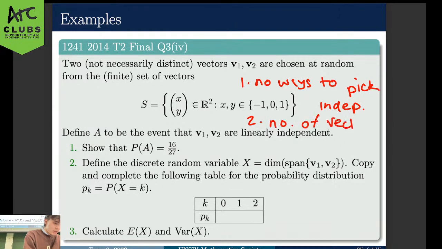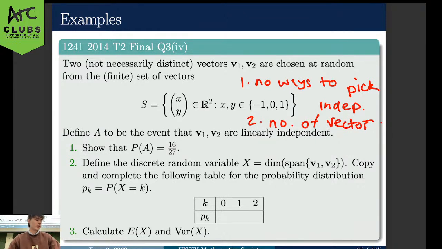So you can see that in the set S, we have three choices for the components x and y. So there should be 3 squared ways that we can make a vector in S. That's just looking at, we have 3 choices for x, 3 choices for y, so multiply them together to find the total number of ways, giving us 9 vectors that could be formed in S. If we're picking 2 vectors, v1 and v2, there should be 9 times 9 ways that we can pick 2 vectors, giving us 81 different ways that we can pick v1 and v2.